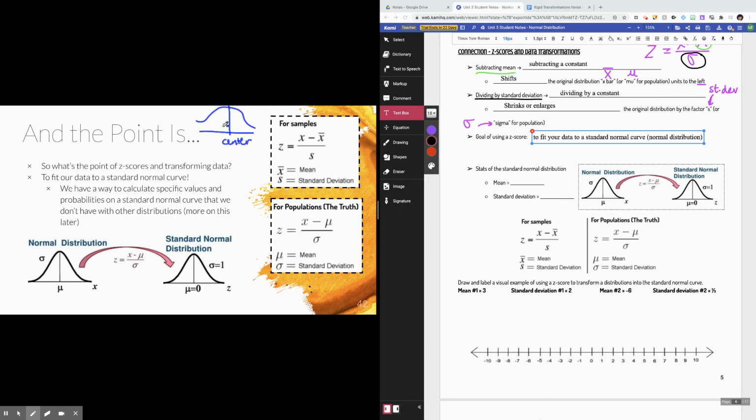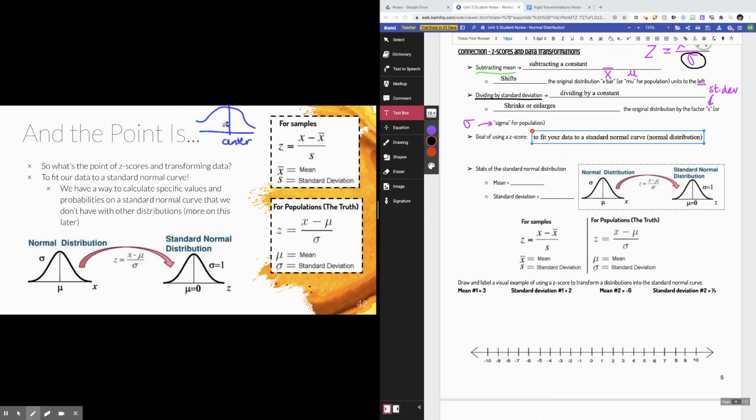Because normal distributions and bell curves are a lot easier for us to analyze and to calculate things about, just because statisticians have spent so many years studying normal distributions. Okay, so our life is a little bit easier when our data fits a normal distribution. But there are so many possible normal distributions out in the world.